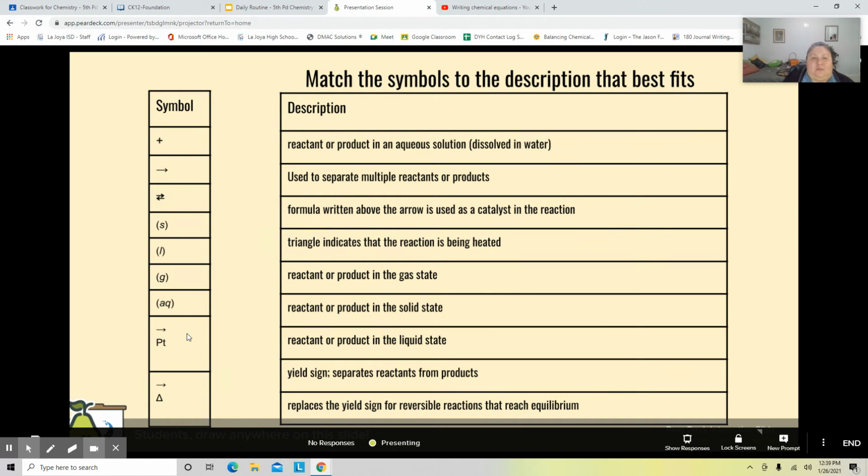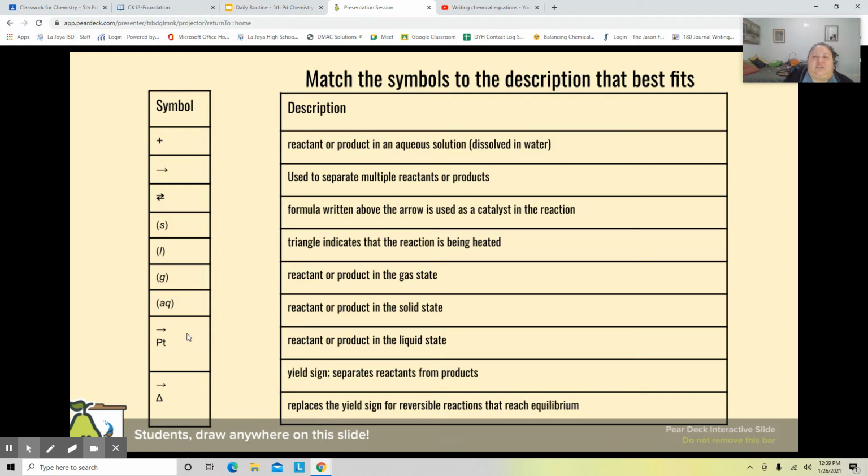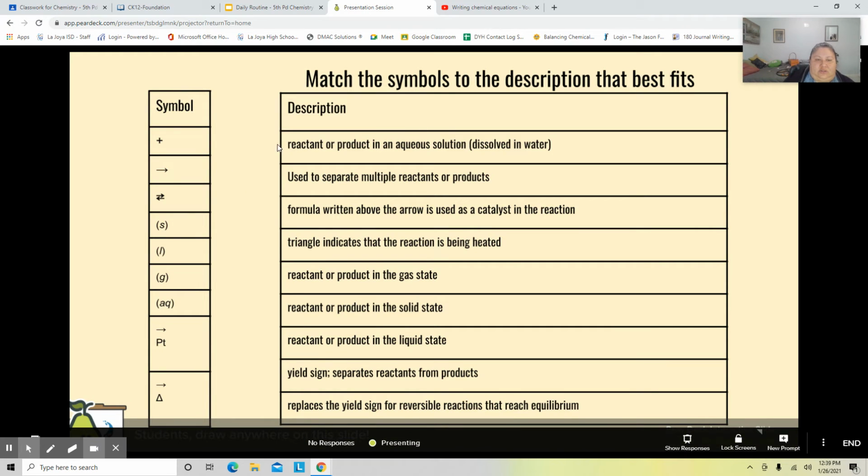All right, your second Pear Deck question is asking you to match the symbols to the correct description. All right, match the symbols, and you can draw lines that connect it. Just make sure you use the little skinny line, because if you use the big fat one, it gets really jumbled up. Okay, so if you can change your line to the thin one and match them correctly, I'd really appreciate it. Go.